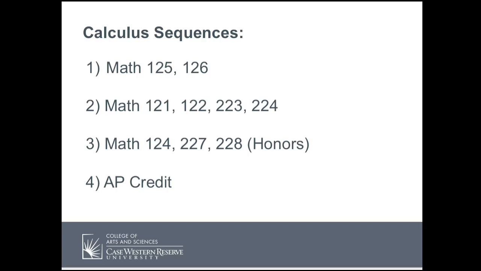Now, if you're going to start in a calculus sequence, we actually have 3 different sequences: Math 125, 126; our Math 121, 122, 223, 224 sequence; and an honors sequence of Math 124, 227, 228. Let me go through each one of these and tell you why you might choose one over the other. The Math 125, 126 sequence is for those students that are going to be majoring in business, social science, humanities, something like that. That's appropriate if you only need 2 semesters of calculus for your degree program.